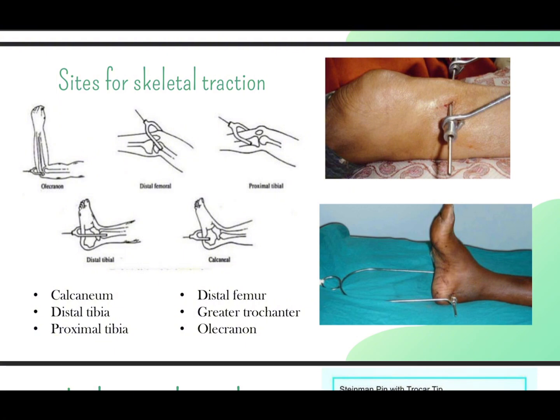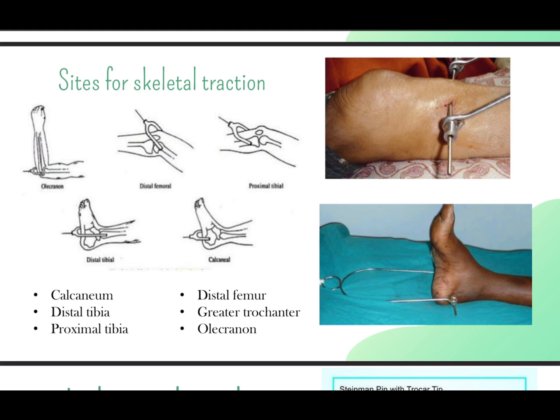The most common site to give skeletal traction is the proximal tibia, as we can see in this picture. We should always insert the pin from lateral to medial, because laterally there is the fibula, and in the neck of the fibula the common peroneal nerve passes. It rounds around the fibular neck. So in order to prevent injury to the common peroneal nerve, we always go from lateral to medial, because it is a blind procedure.